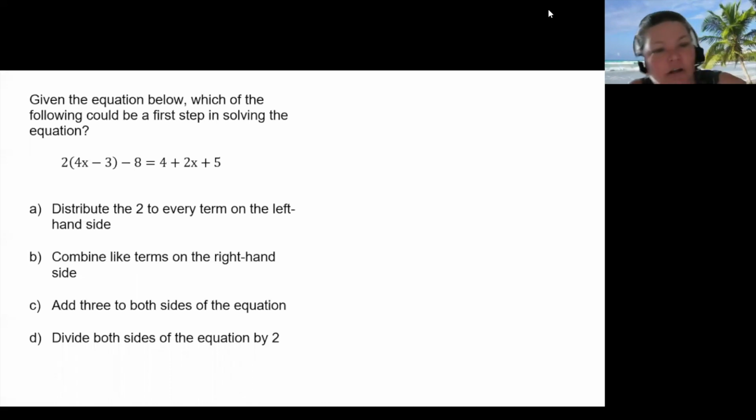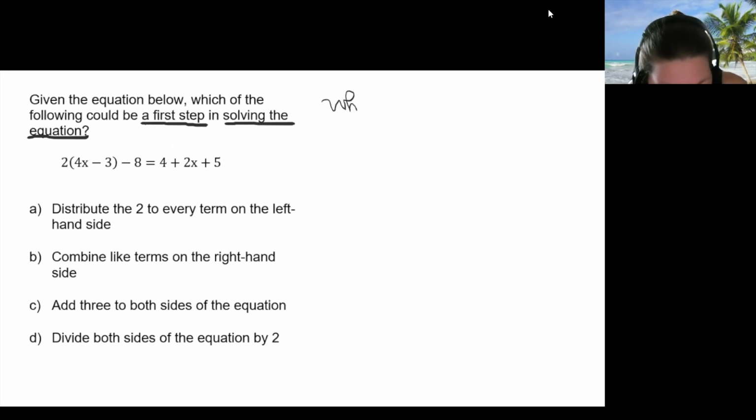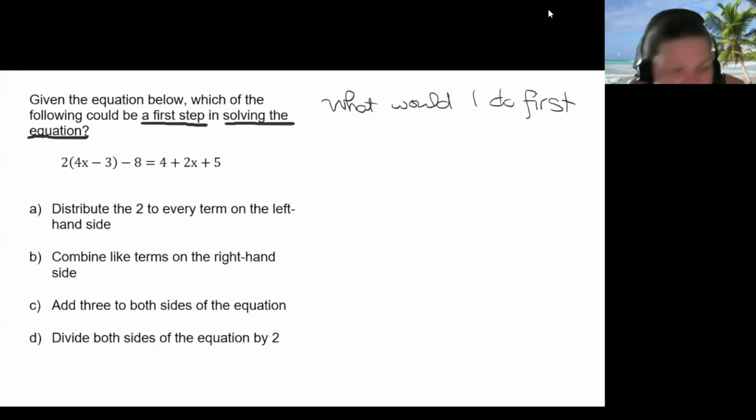Now, we are looking for which of the following could be a first step in solving the equation. So what would I do first if solving? Now, the problem is, Stephen learned my wisdom principles, but not all people solve equations the same way.